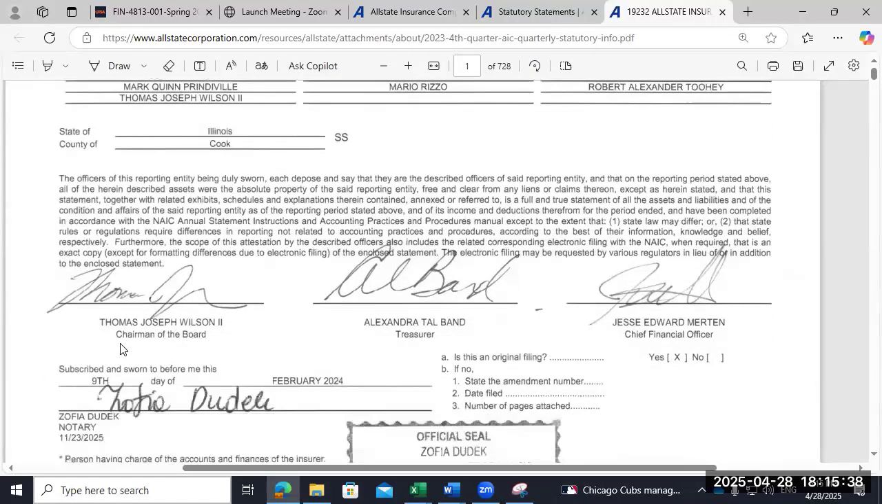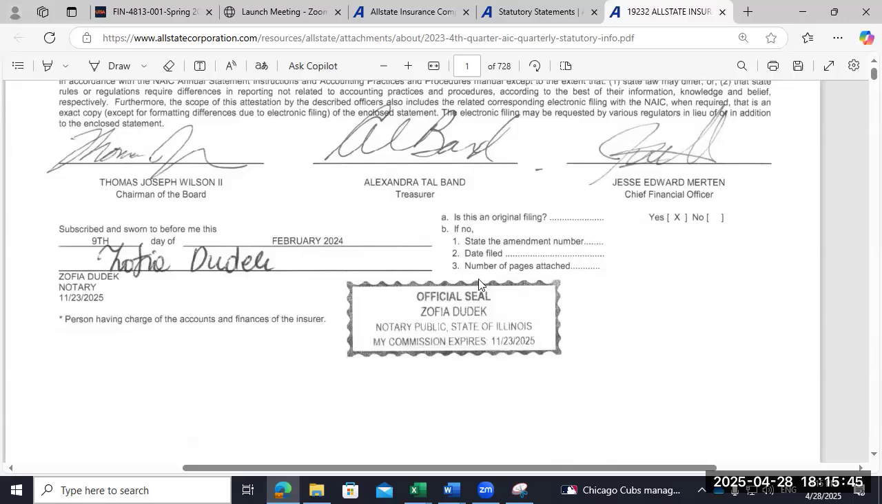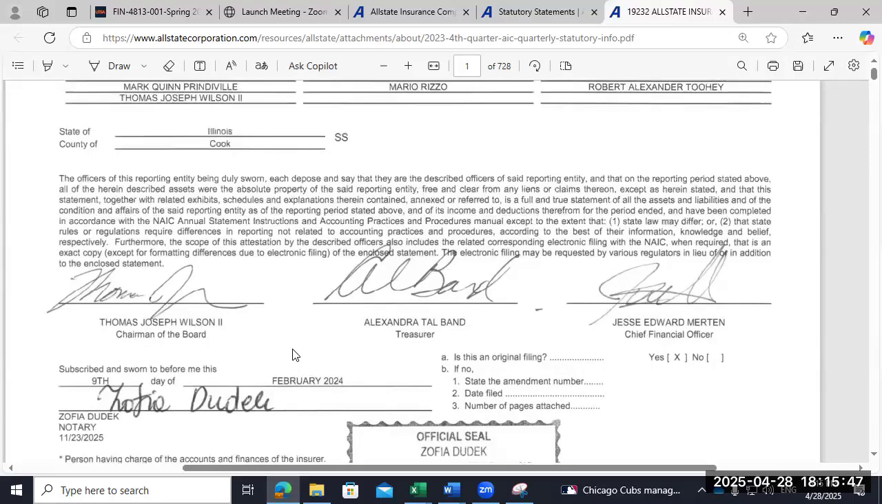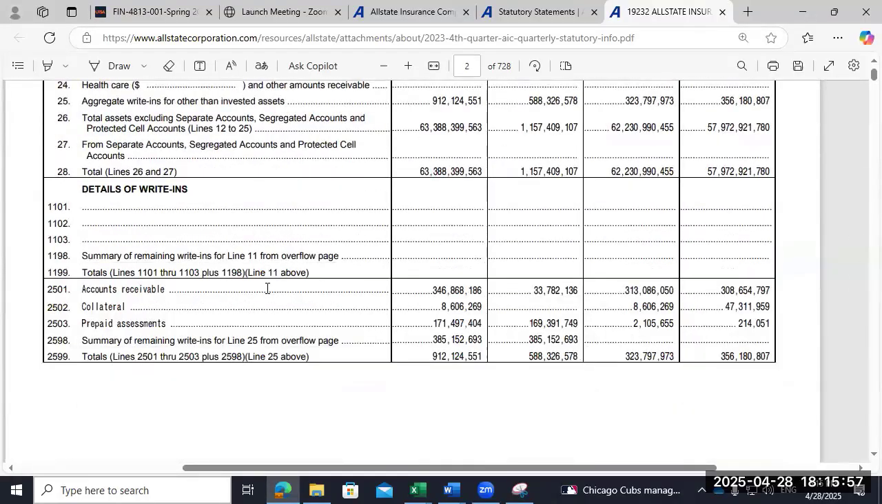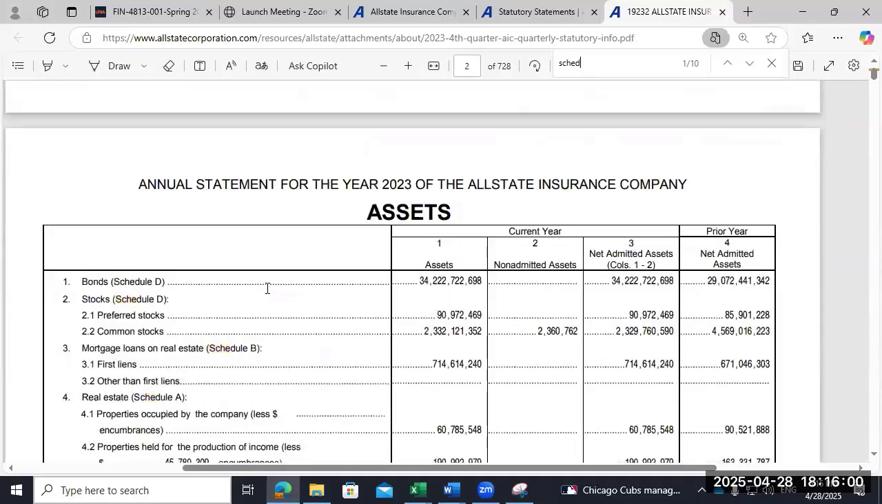It's signed by the chairman of the board, by the treasurer, by the CFO, and then there's a special signing that's not in here, but there's a special signing by the chief actuary. They have their own separate report because the actuaries are pretty critical. And then they have a notary that signs it. So there's a little information on the first page. We covered a lot of this other stuff. I want to find Schedule T if I can.